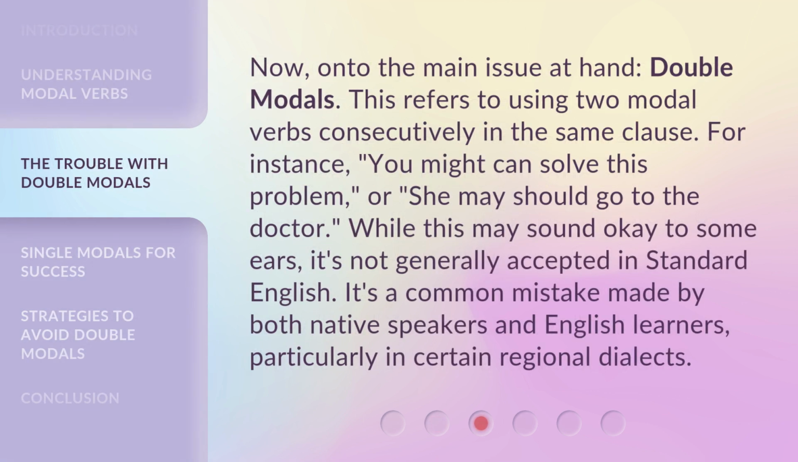Now, onto the main issue at hand: double modals. This refers to using two modal verbs consecutively in the same clause. For instance, you might can solve this problem, or she may should go to the doctor. While this may sound okay to some ears, it's not generally accepted in standard English. It's a common mistake made by both native speakers and English learners, particularly in certain regional dialects.